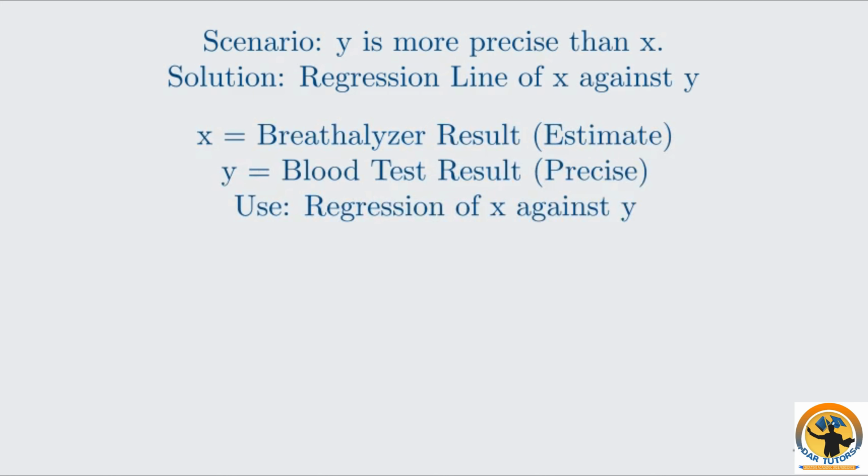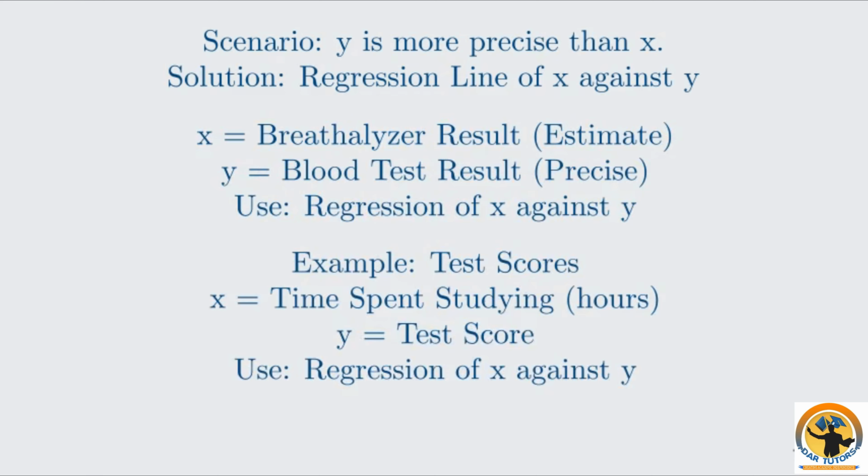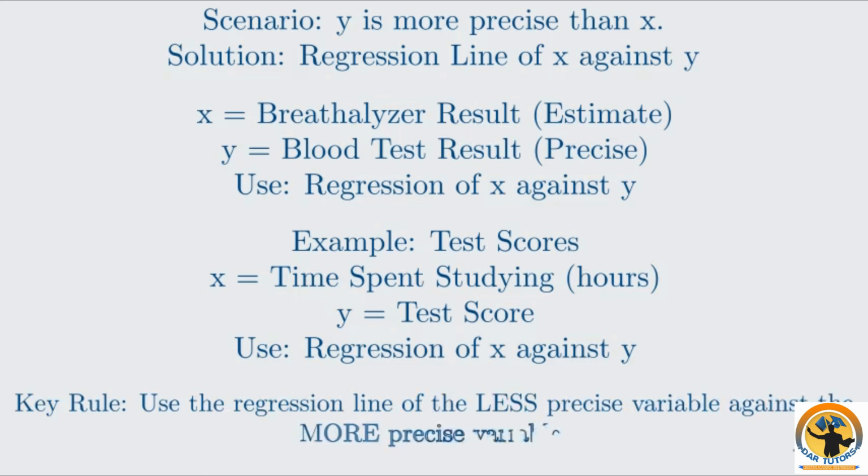Therefore, if we wanted to model this relationship with a regression line, we would choose the regression of x against y. Another great example is studying for a test. Let's say x is the time spent studying, and y is the test score. While we might try to measure study time, it's often an approximation. Did the student take a break? Were they distracted? Test scores, however, are usually counted quite precisely. So the key takeaway is this. Always use the regression line of the less precise variable against the more precise variable. If y is more precise, use x against y.